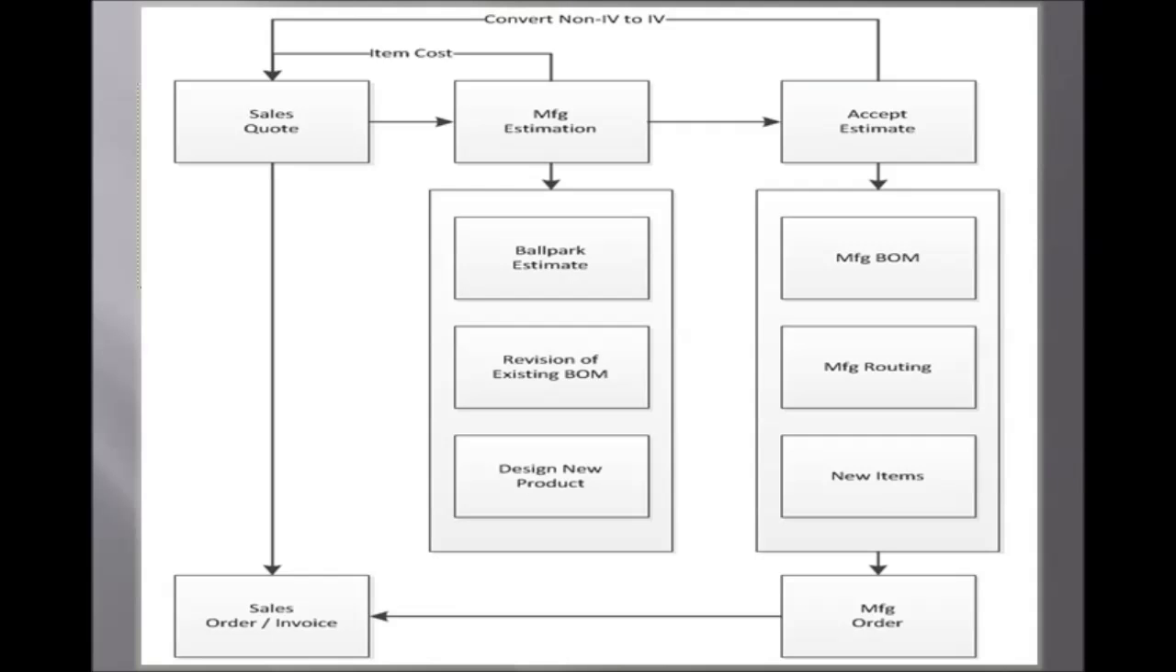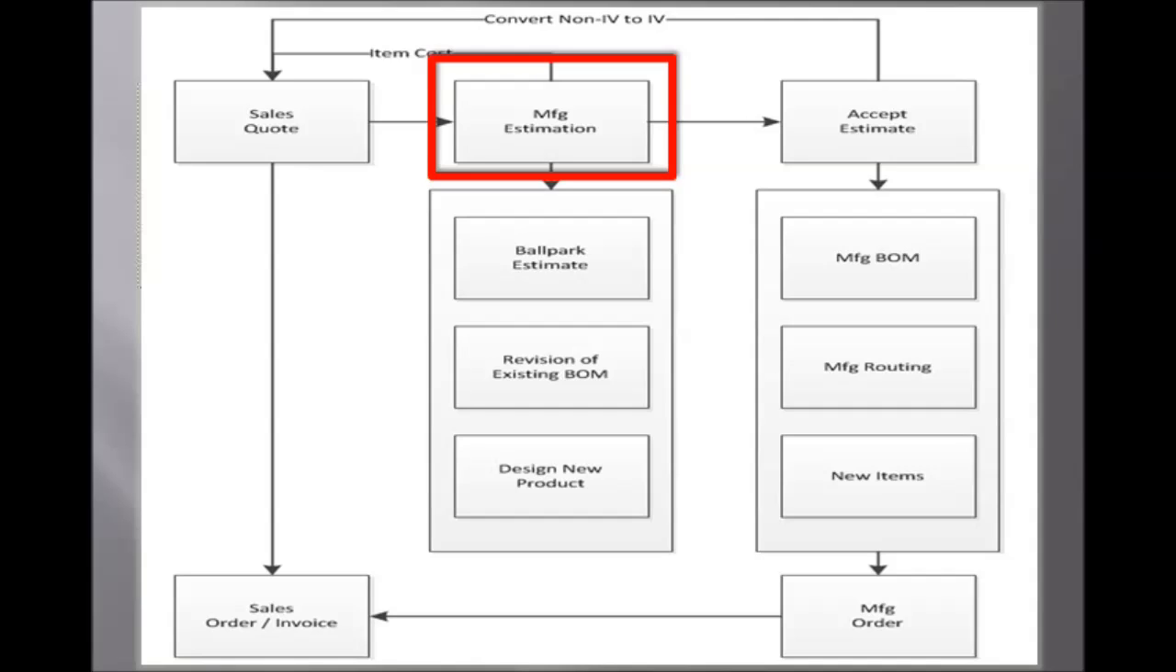This flowchart provides a high-level overview of how ETTO fits into GP. The process might start with a sales quote, where a non-inventory item has been used on the quote to provide your customer with an estimate of an item you do not yet produce. The ME process can also be used when converting new products from engineering to production.